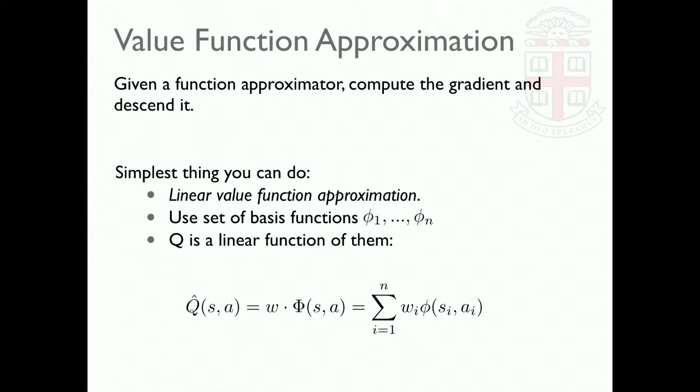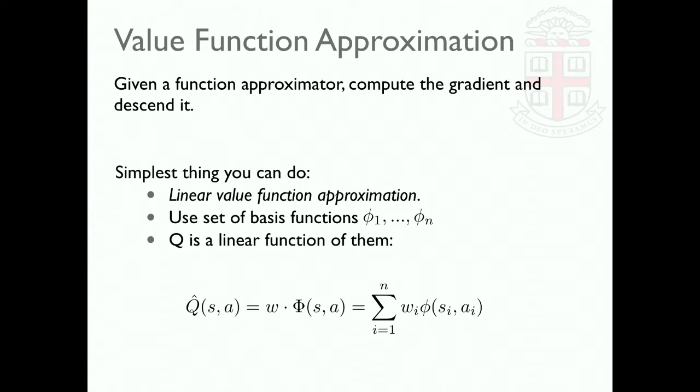is you can write down a linear function. So you've got some weights, and you've got some basis functions, phi, and we'll talk about what they might be in a little bit. You've got n of them, and you want to represent your function as a linear combination of those basis functions. Okay, so you've got phi 1 to phi n, and you're going to write q. This little hat means an approximation to q. It's not the real q.